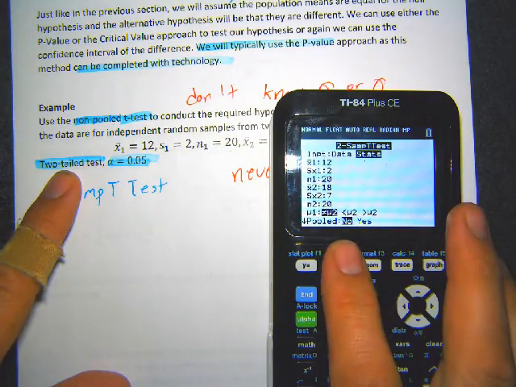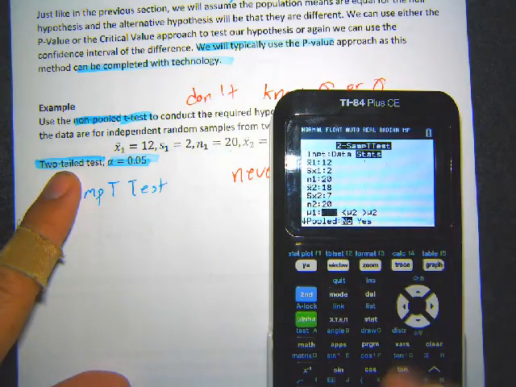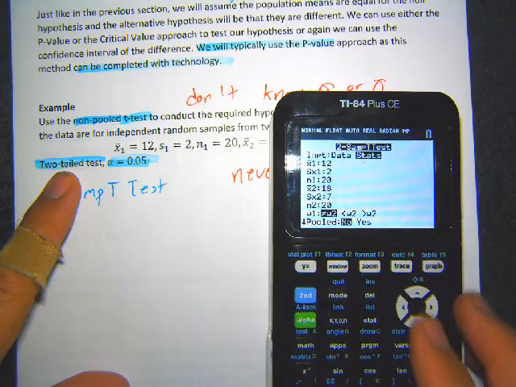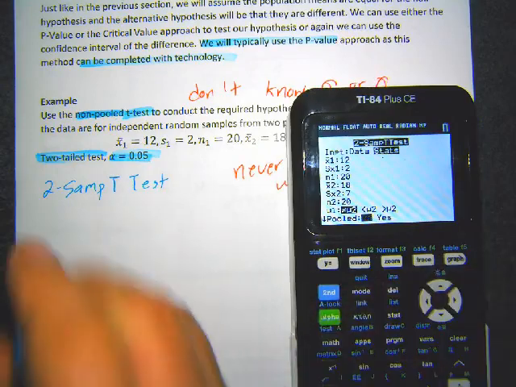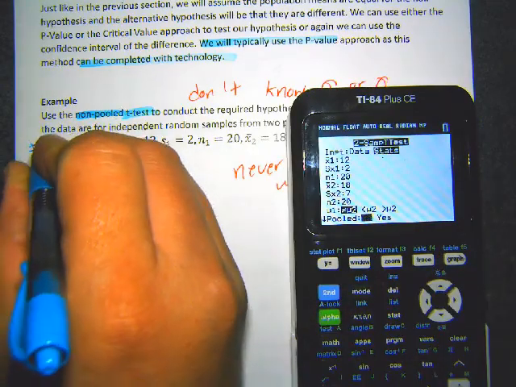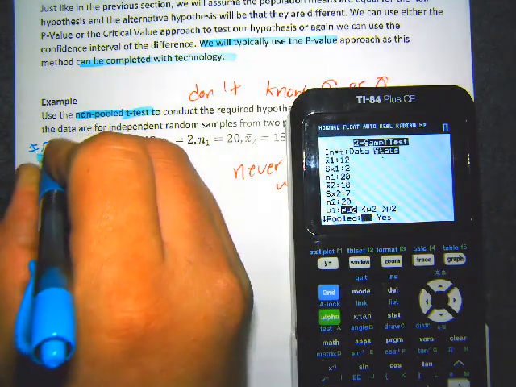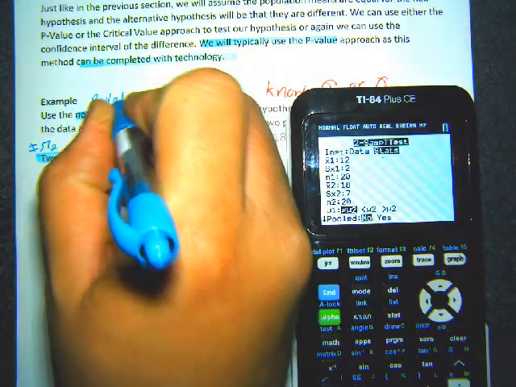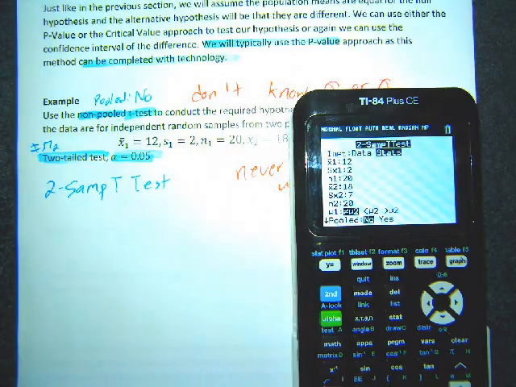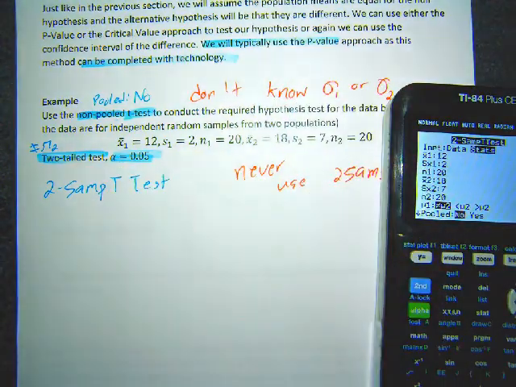And then here they'll ask us, is it pooled or not pooled? In this case, it is not pooled. That's because right here it says no. So here we'd be doing a not equal to mu 2, and the pooled is a no. And then of course we put in all this information they gave us.